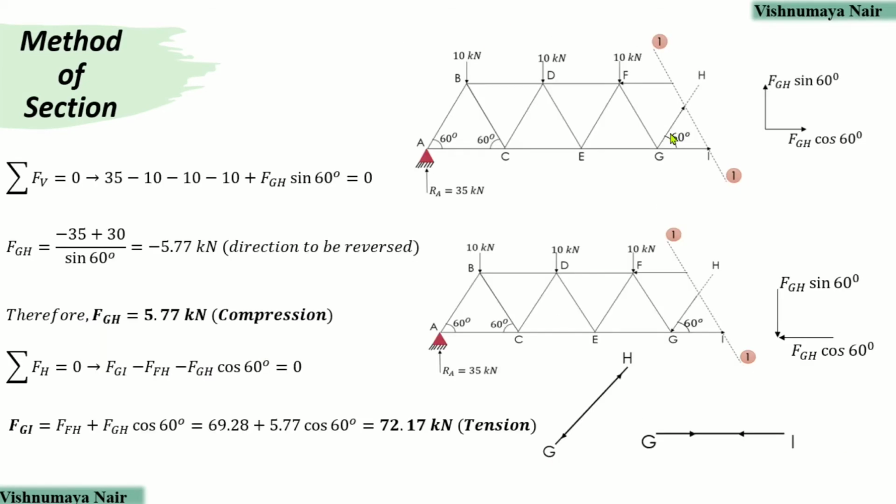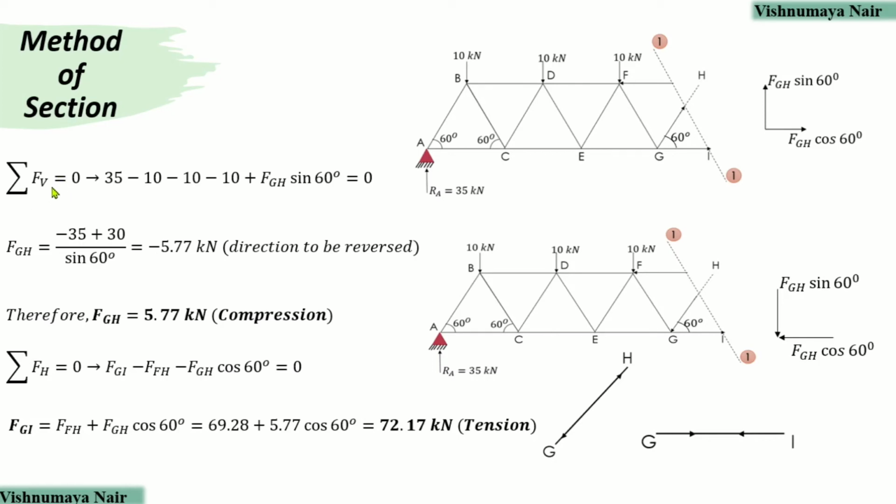Now we have to find out the forces in the members GH and GI. For that we have to consider the equilibrium of the forces. But before considering the equilibrium of the forces, let's resolve this force FGH into its horizontal and vertical components. So the horizontal component will be FGH cos 60 whereas the vertical component will be FGH sin 60. If you have any doubts related to resolution of the forces, you can watch the previous video in order to clarify your doubts, okay?